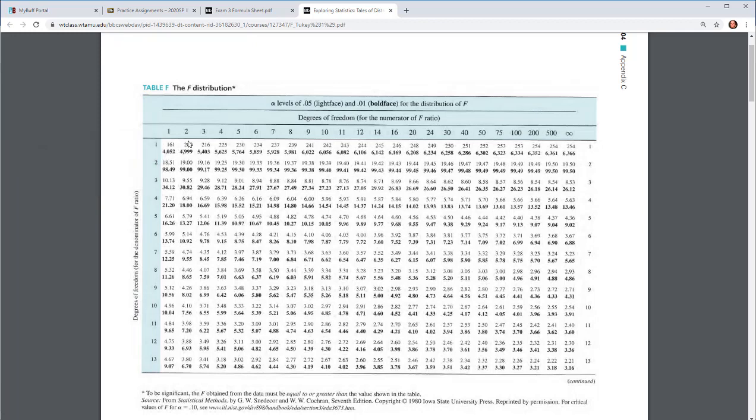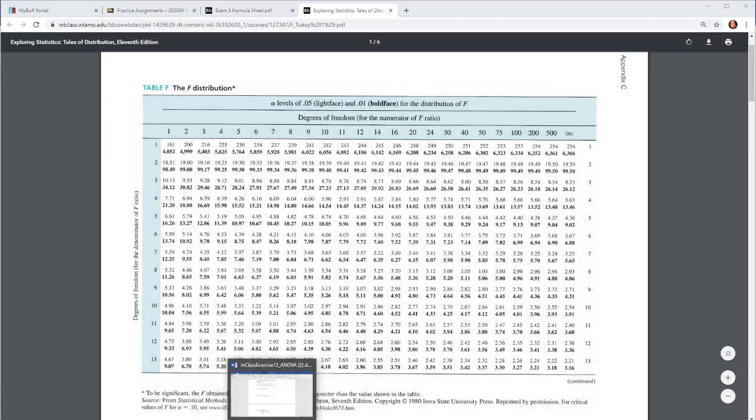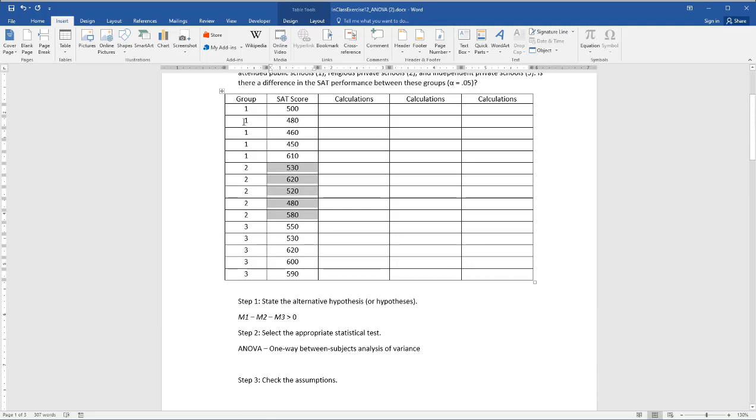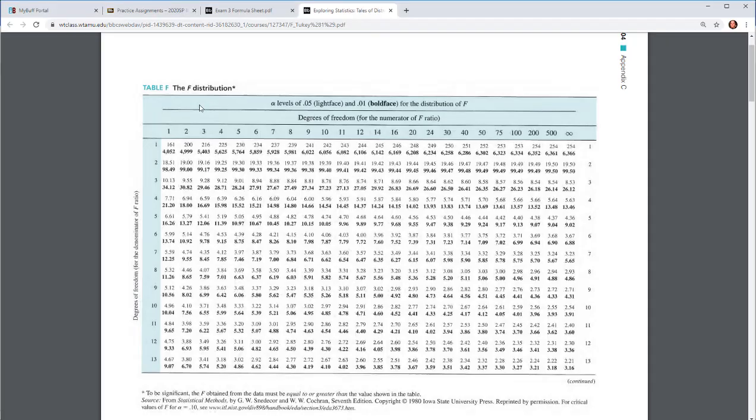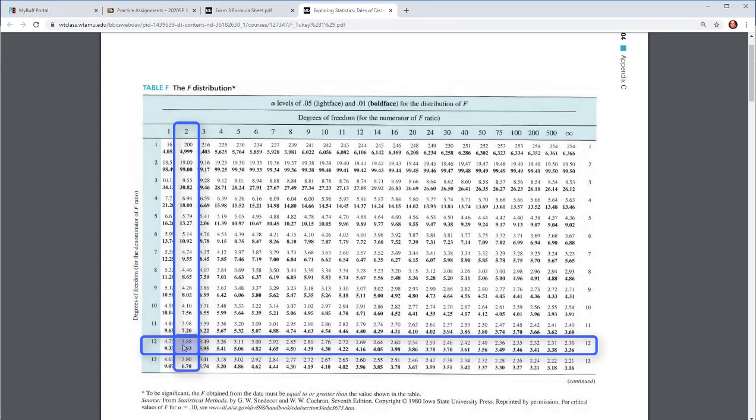So our between is 3 minus 1, so k minus 1 is 2. And then if we look at the data, we have a total of, if you count those, 15 individuals. So we have n minus k degrees of freedom. So we're going to have 15 minus 3, which is going to give us 12. So on 2 and 12 degrees of freedom, our critical value is going to be 3.88.